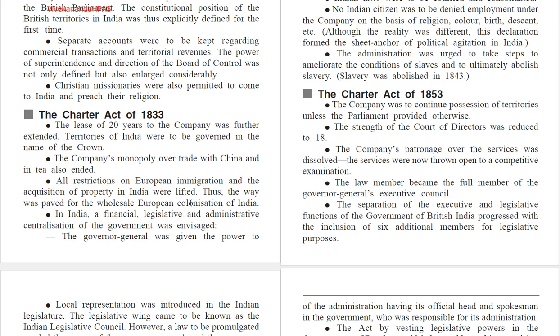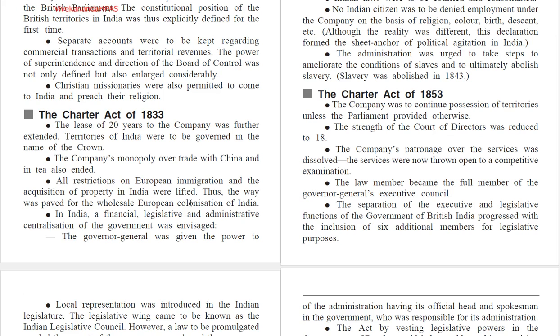So in the Charter Act of 1833, the Governor General of Bengal is now designated as the Governor General of India. ठीक है, सिचुएशन समझिए. Every charter act has a story. If you understand the story, you will never forget the provision. But if you only try to read the provision, it will never be clear to you.